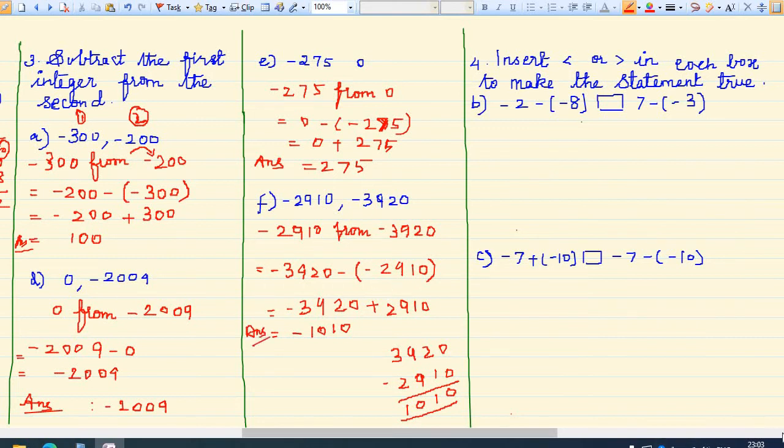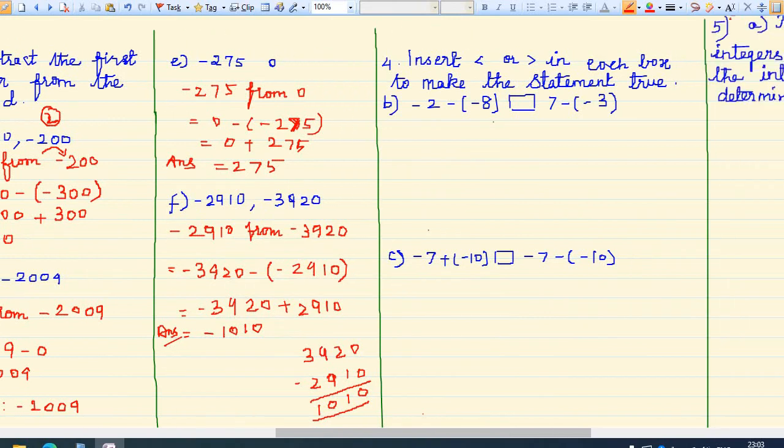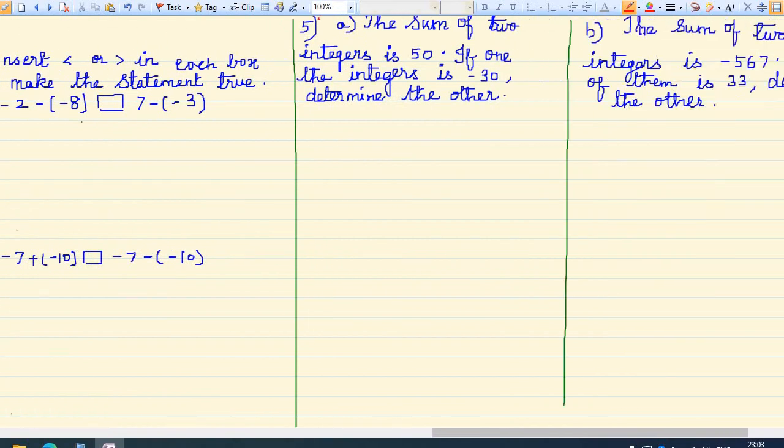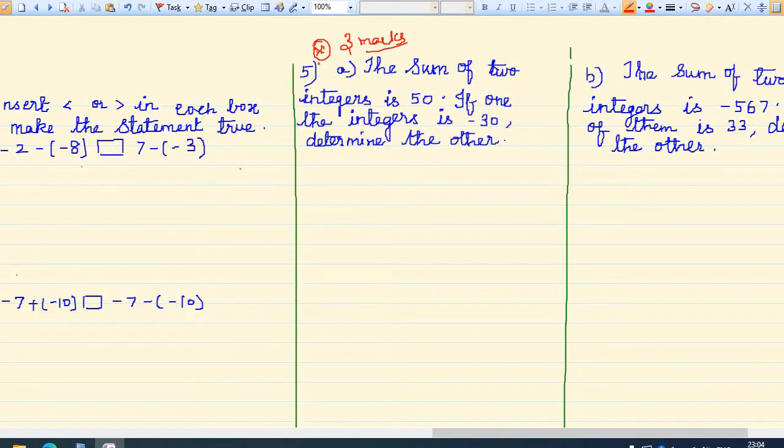See, when I am coming for the fourth sum, insert less than or greater than in each box. So I am going to insert. The first thing I am going to simplify. First what I have to do? I am going to simplify.